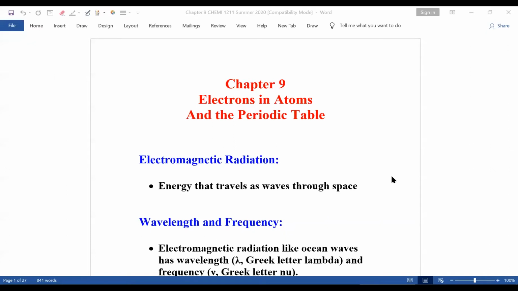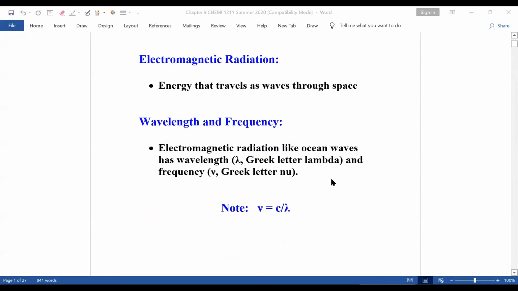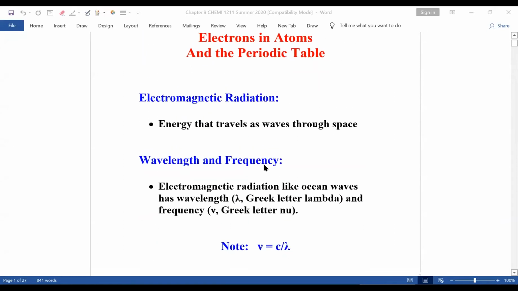Now, in order to discuss this again, switch is off, we have to talk about electromagnetic radiation. That's energy that travels through waves through space. It has wavelength and frequency.